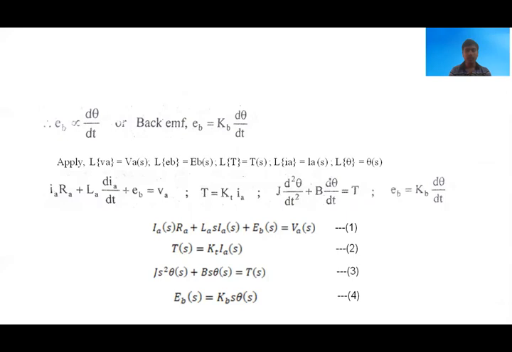Now in this second and third equation, because both equations are having T of s, we can equate these two equations. Therefore we will get Kt into Ia of s is equal to Js square plus Bs of theta of s. Therefore we can write Ia of s is equal to Js square plus Bs by Kt into theta of s. Say this is equation number 5.